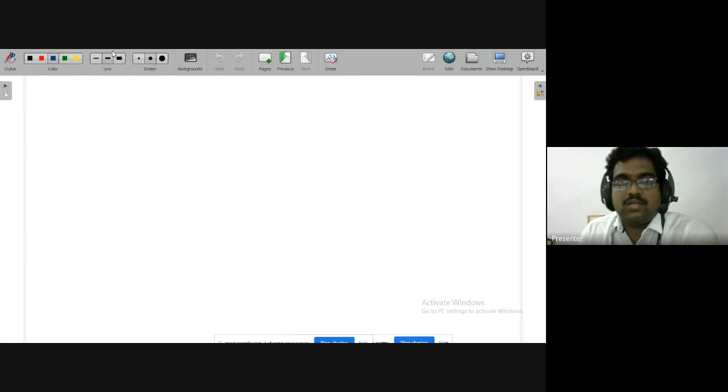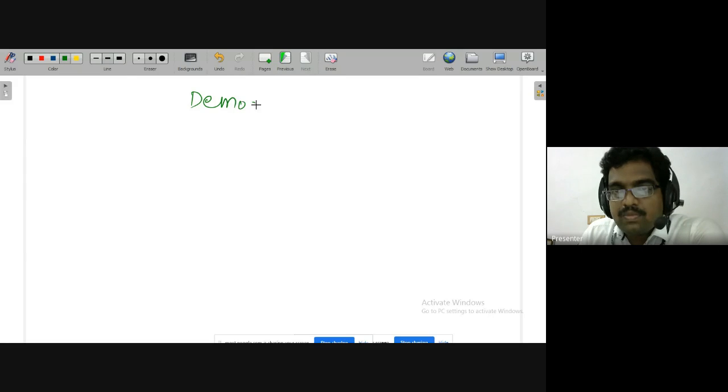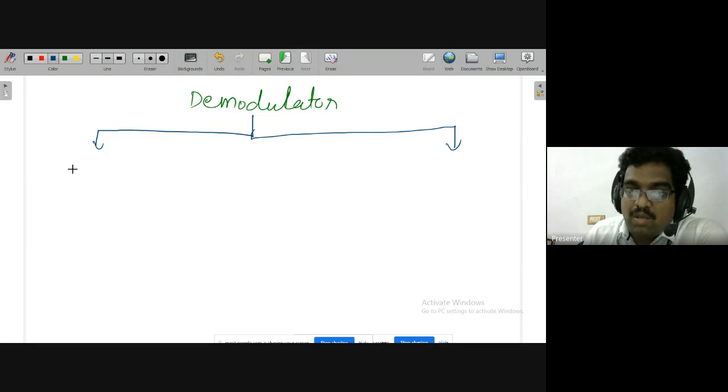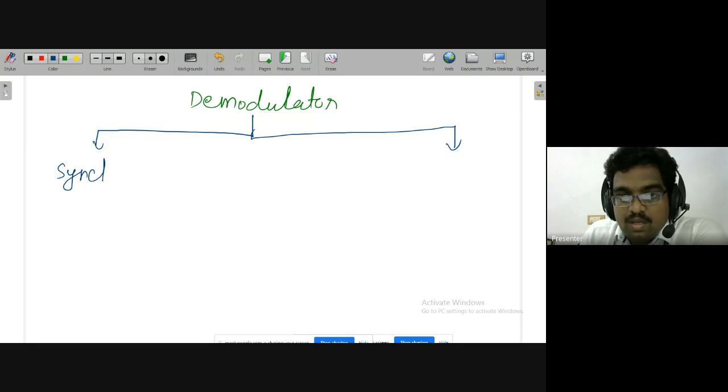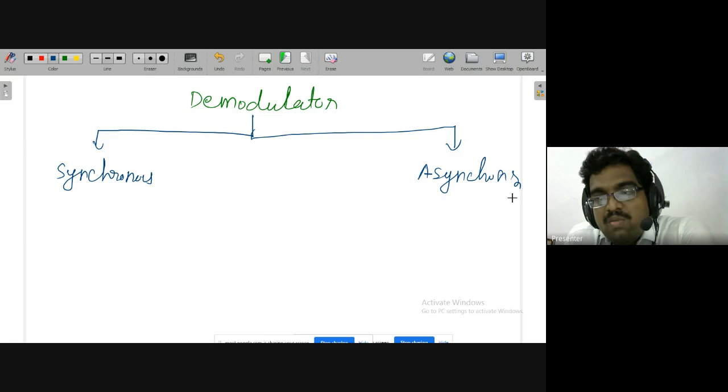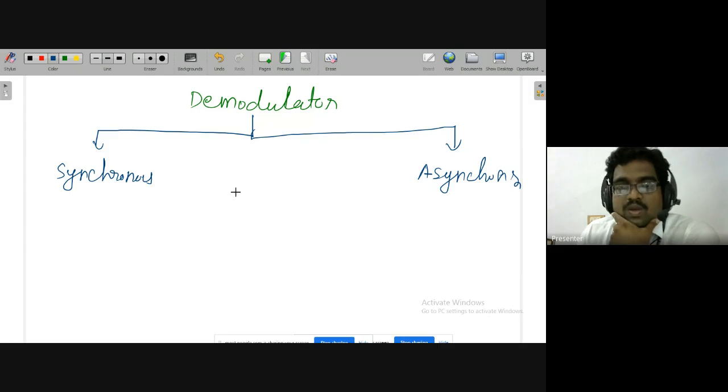In the demodulation there are two types. Okay, in the demodulator in general is of two types. The demodulator may be synchronous or it may be asynchronous. Then what is synchronous, asynchronous?